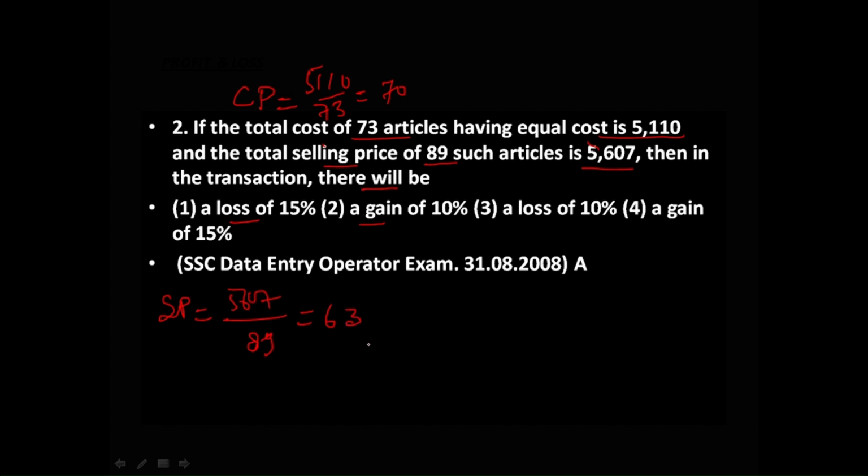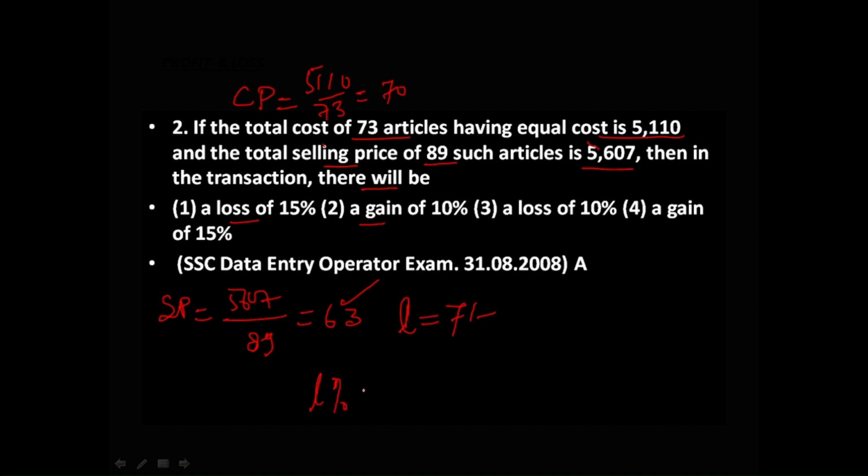So what can we see? Is it a profit or loss? It's a loss, because SP is the smaller one. So the loss is 7 rupees. We have to find out the loss percentage too.